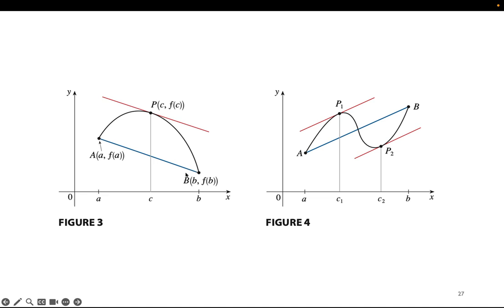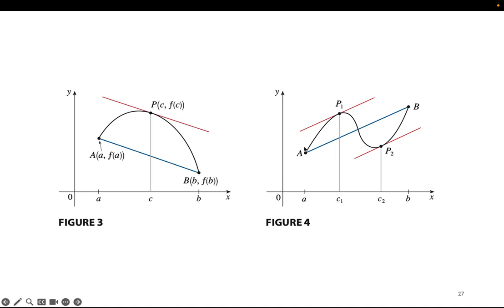The mean value theorem guarantees that there has to be one place C where the tangent line has the same slope as the line connecting the endpoints. In other words, the instantaneous slope, somewhere along the way, there has to be a place where the instantaneous slope equals the average slope.